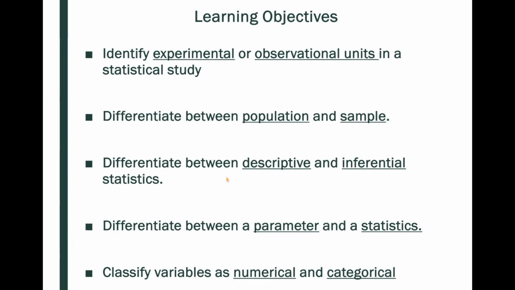So first, we'll want to identify experimental or observational units in a statistical study, differentiate between population and sample, differentiate between descriptive and inferential statistics, differentiate between a parameter and a statistic, and classify variables as numerical and categorical. Before we go into some examples, I'd like to briefly go over the definitions of the underlined items in the learning objectives, just to make sure that we're on the same page going forward.